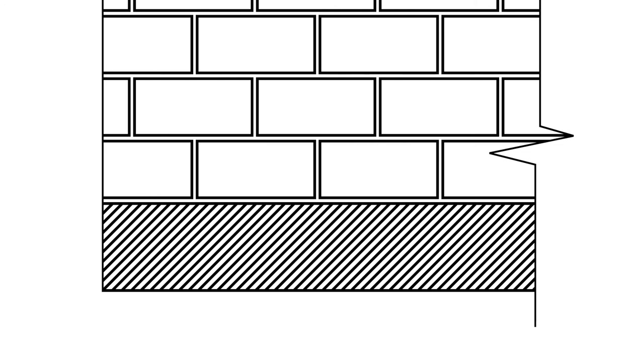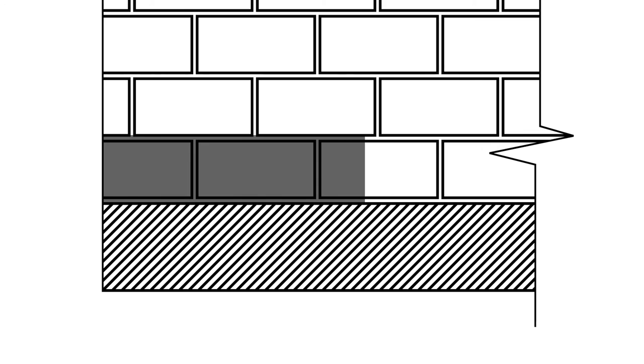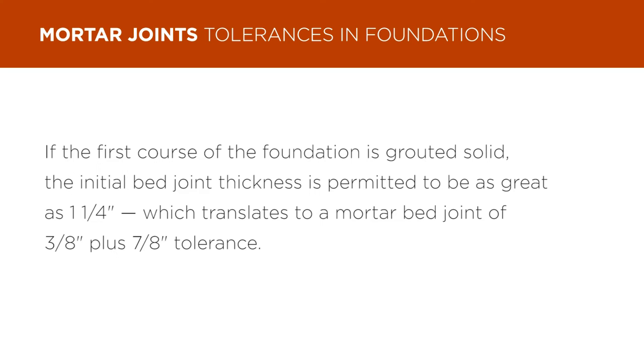When the foundation is too low, more than 3/8 of an inch, the first course of the foundation must be grouted solid. If that is the case, the initial bed joint thickness is permitted to be as great as 1 1/4 inches, which translates to a mortar bed joint of 3/8 of an inch plus 7/8 of an inch tolerance.